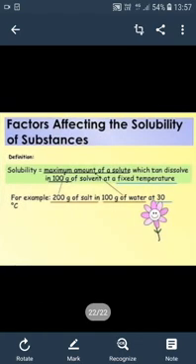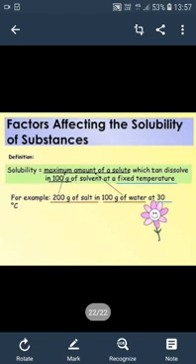Next are the factors affecting the solubility of a solute. Under this, we have four factors. First is temperature. Heating the solution increases the solubility of the solute. Next, mixing or stirring increases the rate of solubility. It allows the solute to dissolve faster.